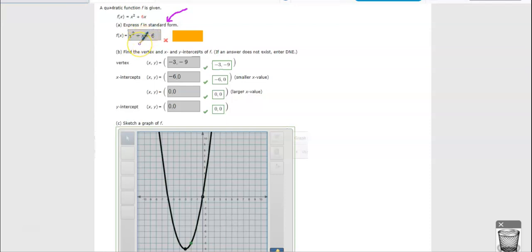It's kind of weird because when you start learning math at an earlier age, standard form is ax squared plus bx plus c. But once you get to higher level mathematics, for some reason, I honestly don't know why, they switched what standard form is, and it's actually vertex form. That's really what it is. So vertex form looks like this.